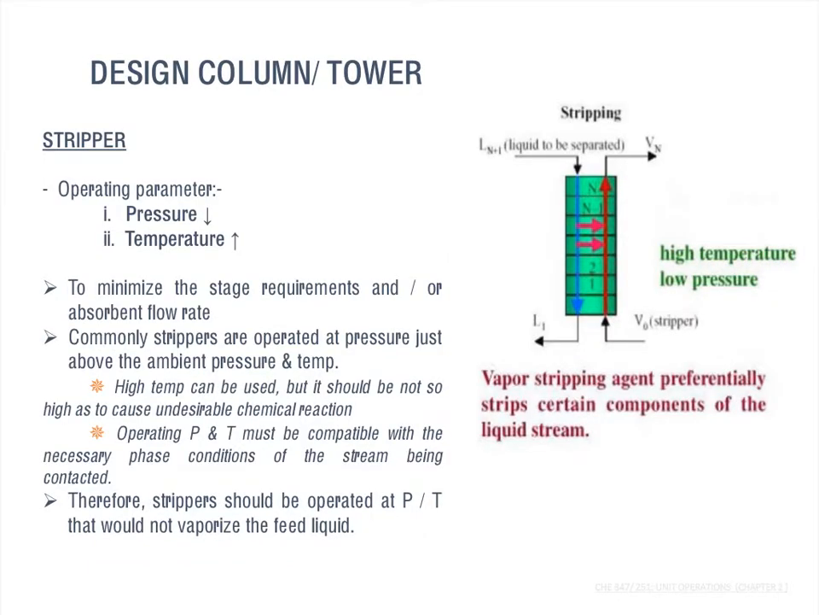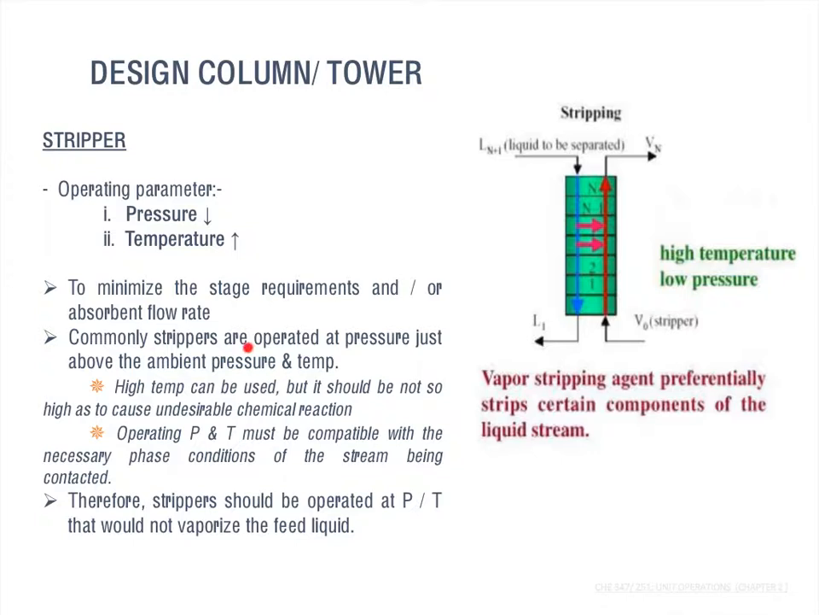Now, let's look at the design of the column for the stripper. The stripper operating parameter is pressure, and normally the pressure used is very low. And the operating temperature for the stripper is very high. The design is to make sure that we can minimize the stage requirement or absorbent flow rates.